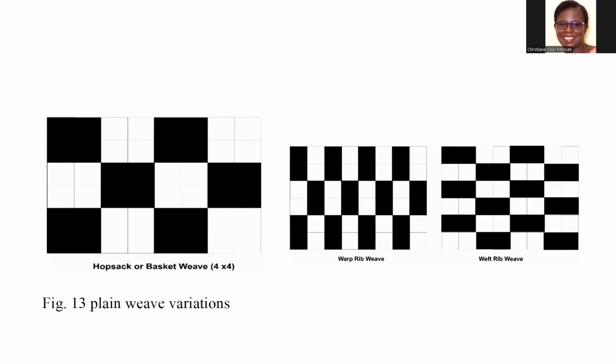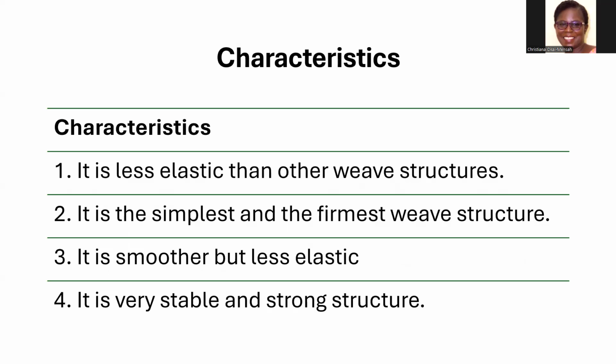I hope you understand because you're going to do it right now. We're going to demonstrate it using the graph paper very soon. Okay, so let's look at the characteristics of the weaves. The plain weave is less elastic than other weave structures, and it is the simplest and the firmest weave structure of all the weaves. So it is very smooth, and just as I've already said, it is less elastic. It is very stable because of the mode of construction, very strong. So that is the characteristics of the plain weave.